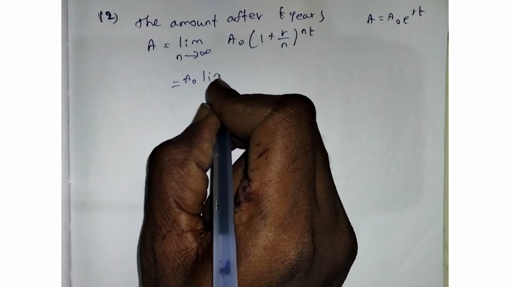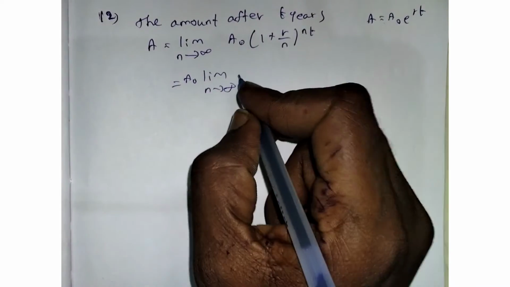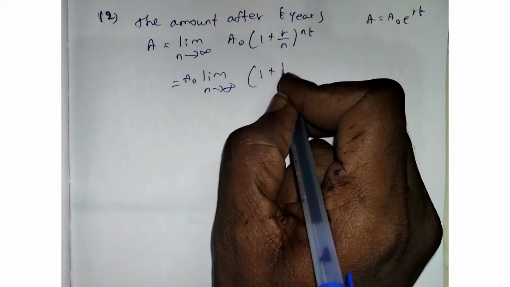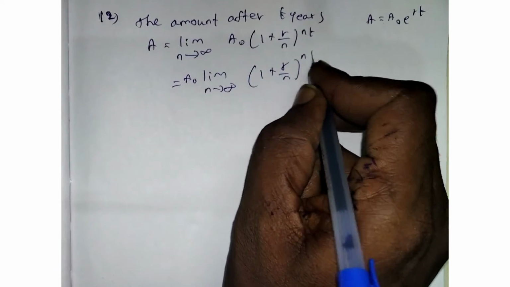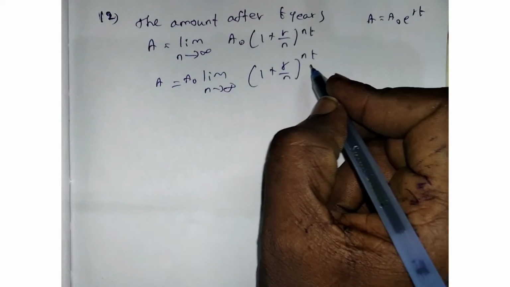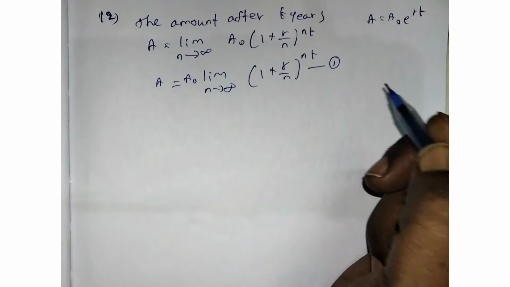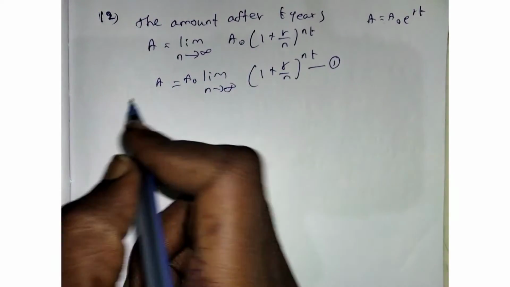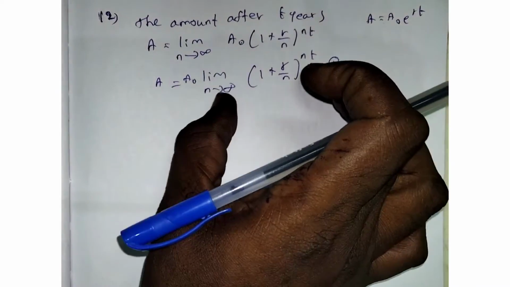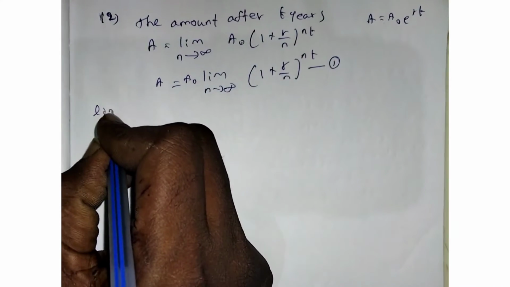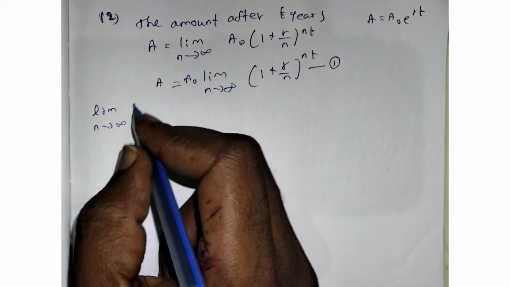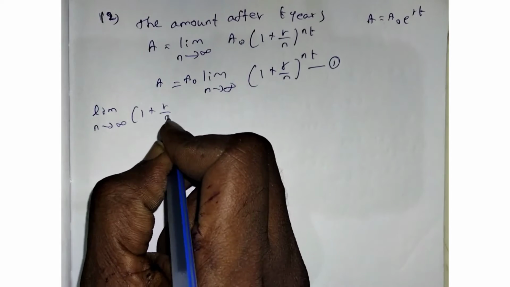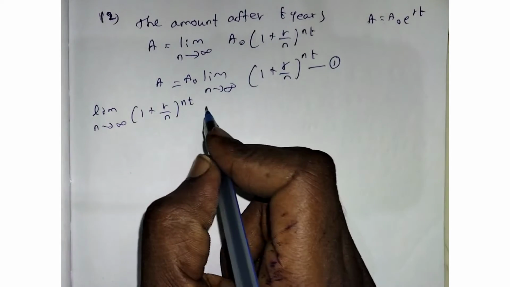So A naught equals limit n tends to infinity of (1 plus r by n) the whole power nt. We take this as equation 1. Now from equation 1, I am going to take the limit part alone: limit n tends to infinity of (1 plus r by n) the whole power nt.